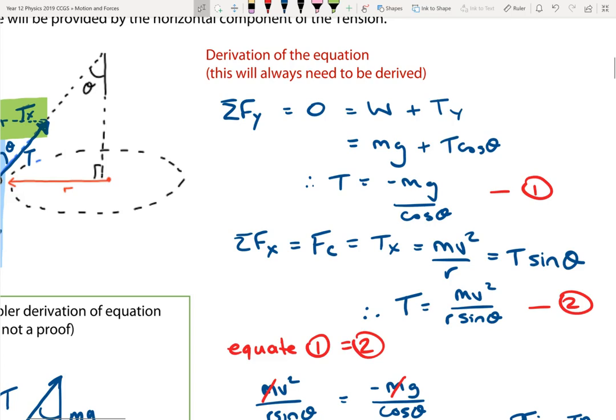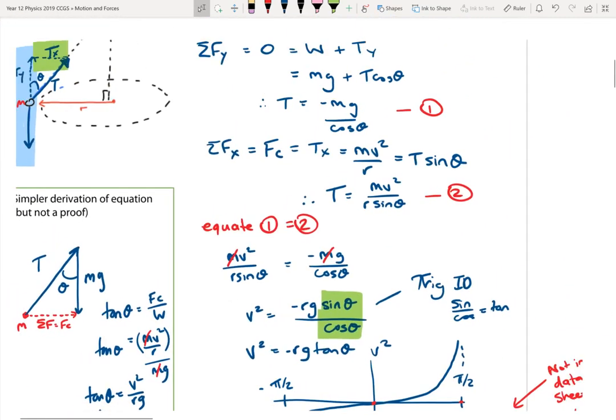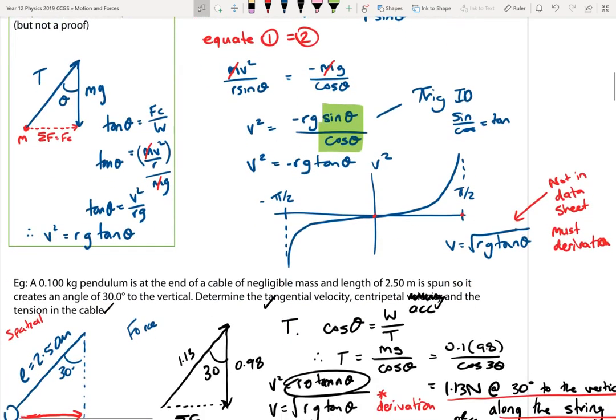If it's a banked curve, now, again, please familiarise yourself with solving for this question. I've given the draft of the test to Dr. Rose, and she's worked it. One of the questions required doing exactly this. It was a 5-mark question solving for the velocity. This lovely v squared equals rg tan theta, and then taking the square root, v equals the square root of rg tan theta. So, not in the data sheet, you must derive.